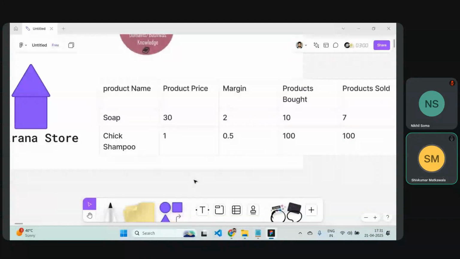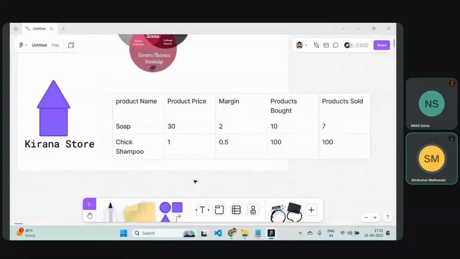Now you tell me, this is a Kirana. Am I in a profit or loss, and what improvements actually have to be made? So all those things are done.